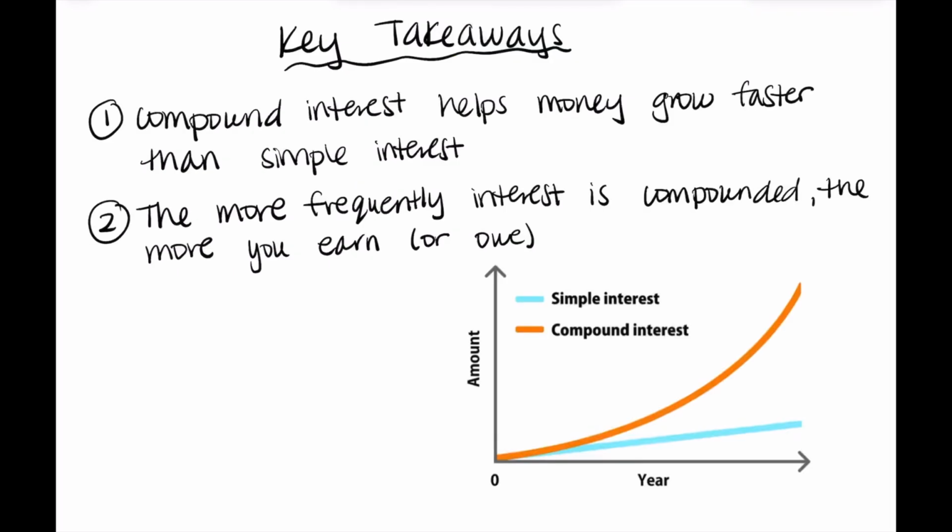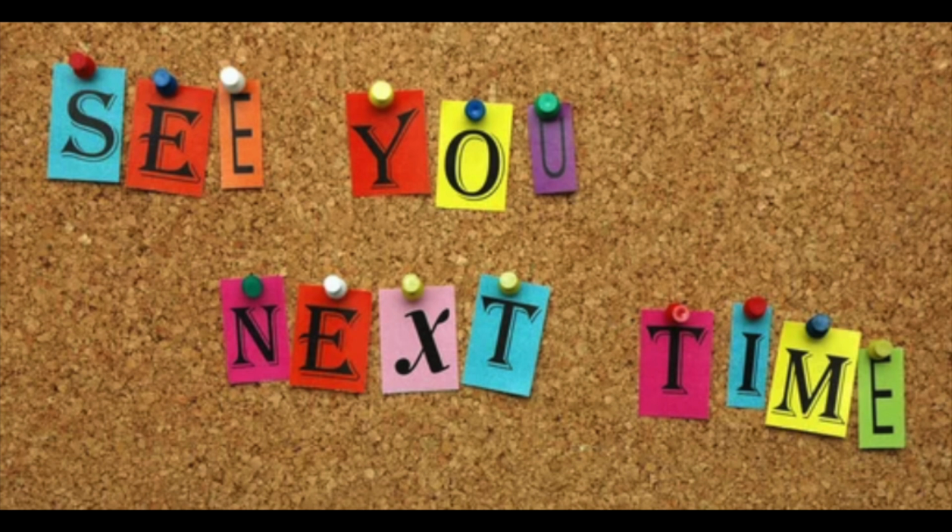I really quickly want to focus on a few key takeaways from today's lesson. First off, compound interest helps money grow faster than simple interest. And secondly, the more frequently interest is compounded, the more you earn or owe. And I have a graphic down here for you guys to be able to compare the two. And that wraps up our lesson for today.